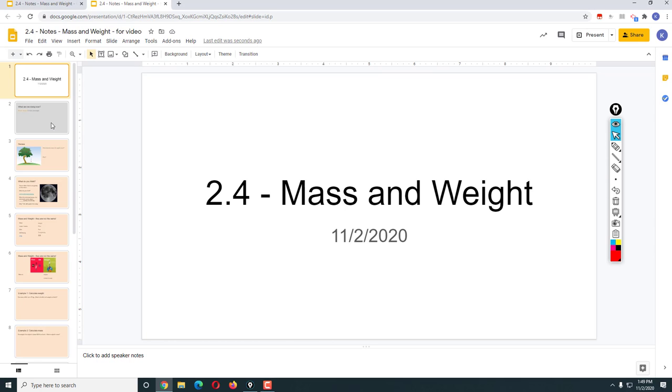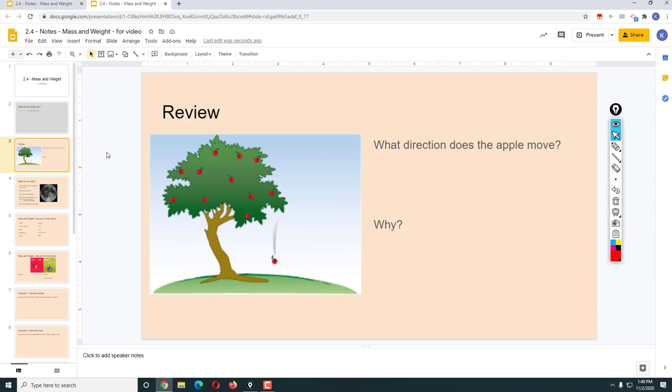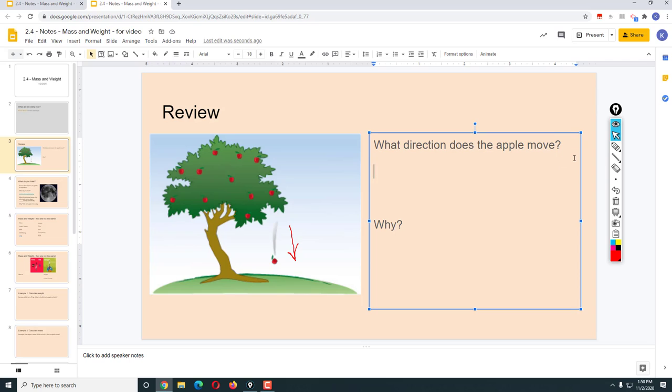Welcome to 2.4, Mass and Weight. Here is a review question. The apple is falling. What direction does the apple move? Well, we know that the apple moves down. Why? Because of gravity.